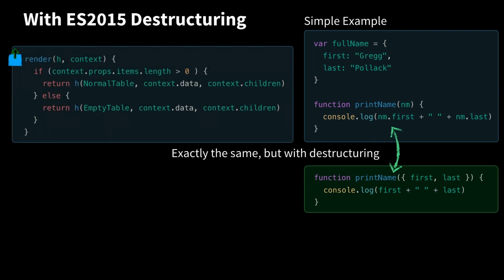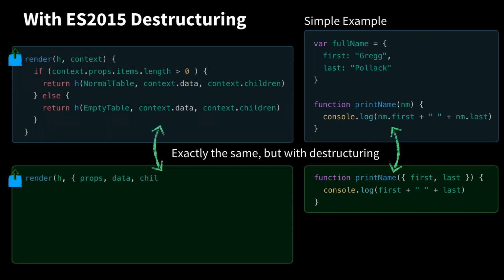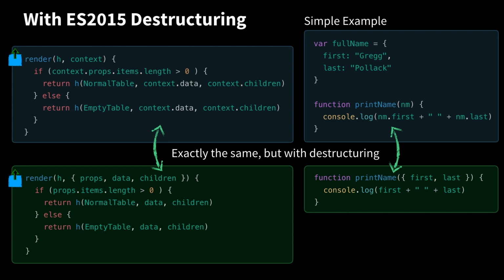Now, back inside of our render function, I can use the same technique and destructure my context object into props, data, and children. Then, as you can see, my code gets simplified. I no longer have to type out context dot in 5 different places.